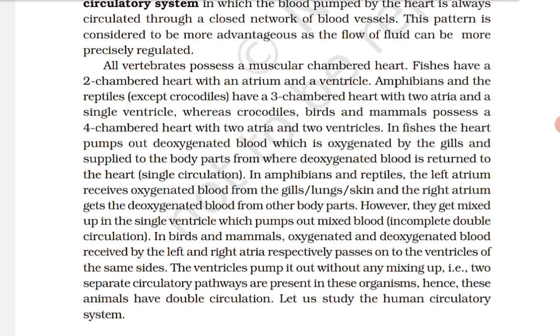Exchange of nutrients, gases, etc. between the blood and the cells always occur through this fluid. Since the word always is there, this line becomes important. Exchange of nutrients, gases, etc. between the blood and the cells always occur through this fluid. Which fluid? Lymph fluid, which is called tissue fluid.